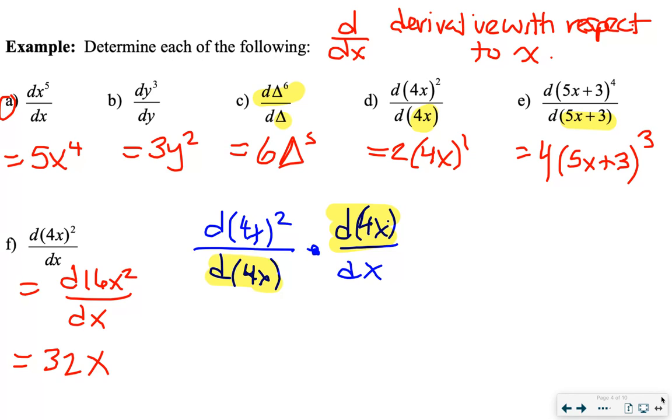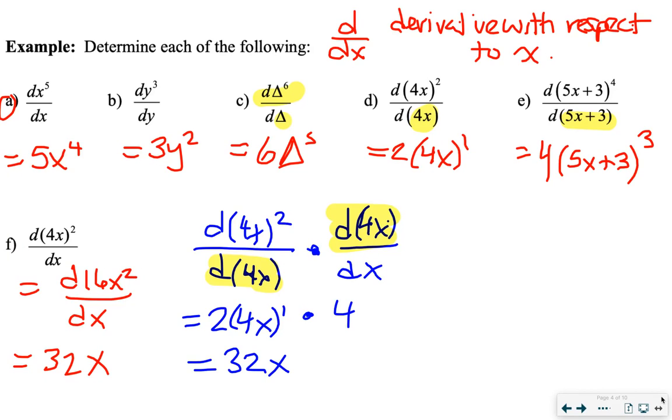So let's take a look at this derivative then. Well, the derivative of 4x squared with respect to 4x, we already know is 2 times 4x, right? And then if I take the derivative of 4x with respect to x, well, that just leaves me with 4. And if I then multiply 2 times 4 times 4, I get my 32x. So we can notice there that I can break it up a little bit, right?